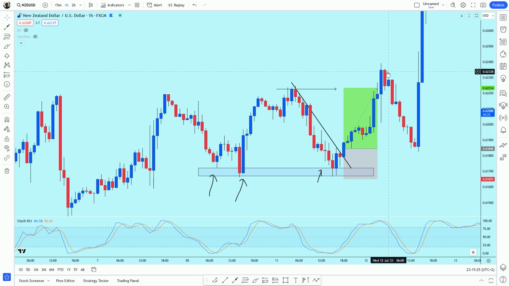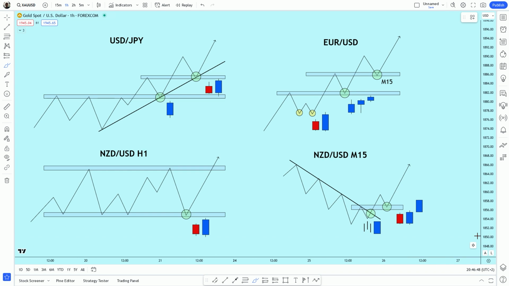What matters is our analysis and our reasons to buy and also placement of our stop loss and take profit levels. Now let's review all these trades and see how simple they are. First we can see US dollar Japanese yen trade. We had a resistance formation here, then price broke this resistance, it formed a new higher high and then formed a pullback to retest this previous resistance.